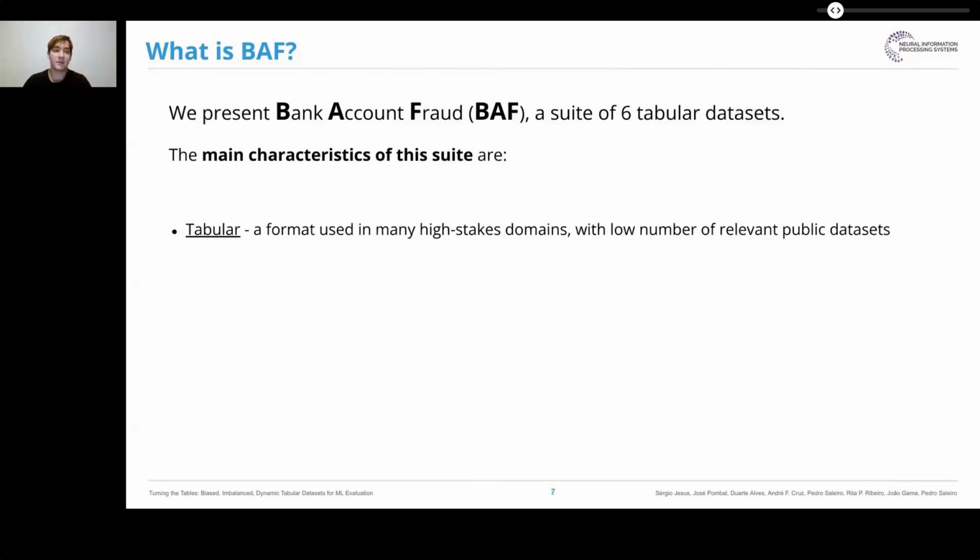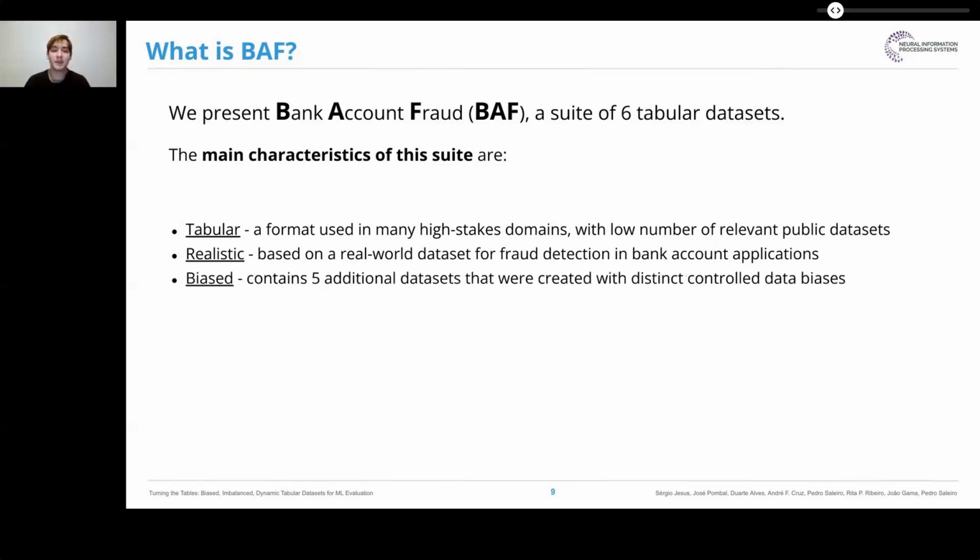These datasets are tabular, which is a format that is used in many high-stakes domains. Realistic, because they are based on a real-world dataset, which was used for fraud detection in bank account applications. They're biased. The original dataset had some biased patterns in the data, and we enriched the dataset with some controlled data biases of our own. Imbalanced, because the prevalence of fraud is really low.